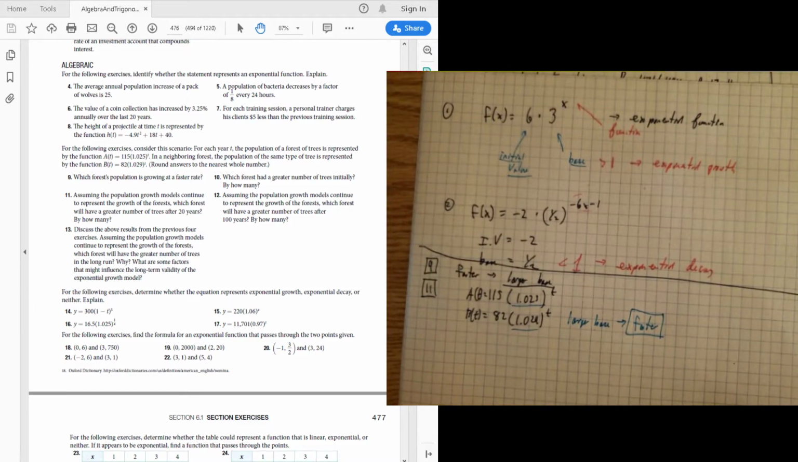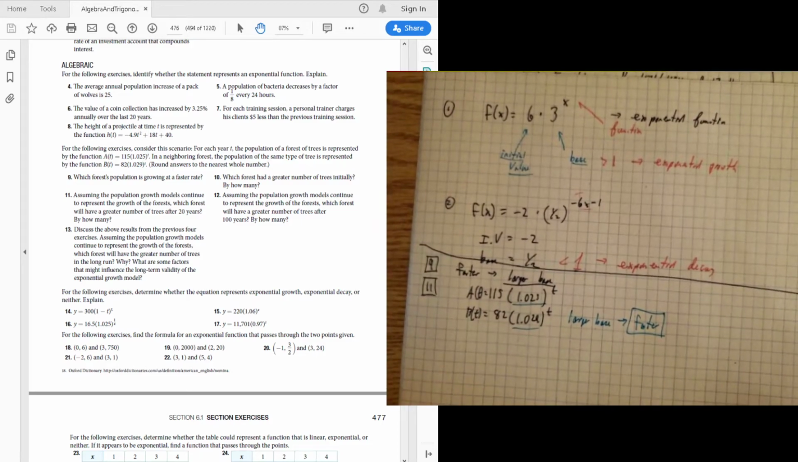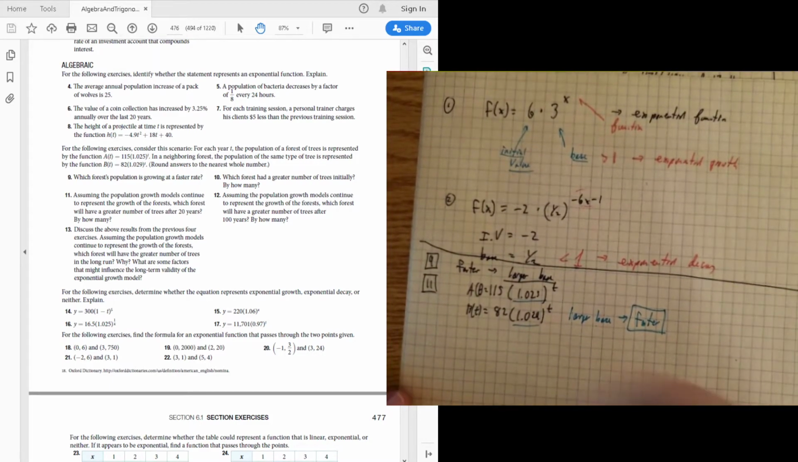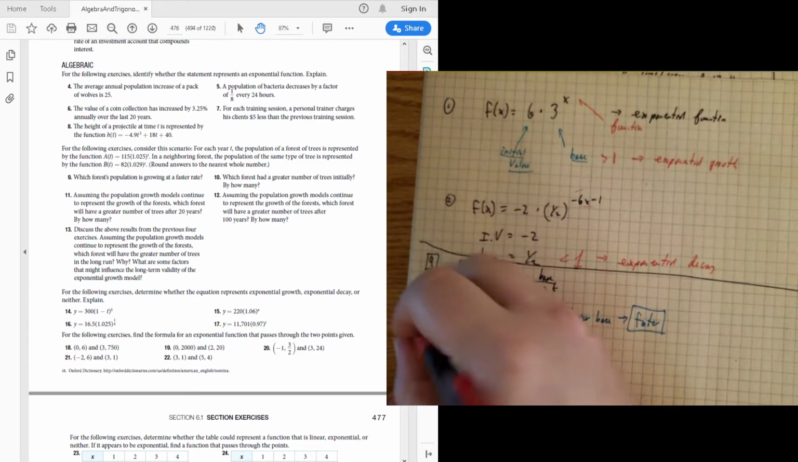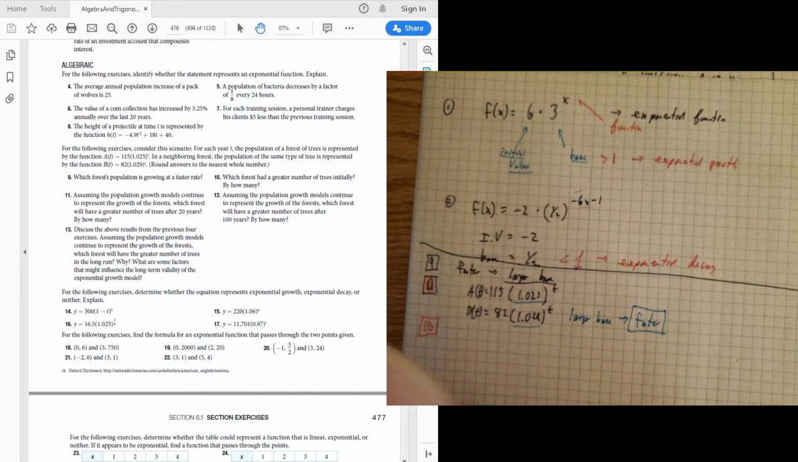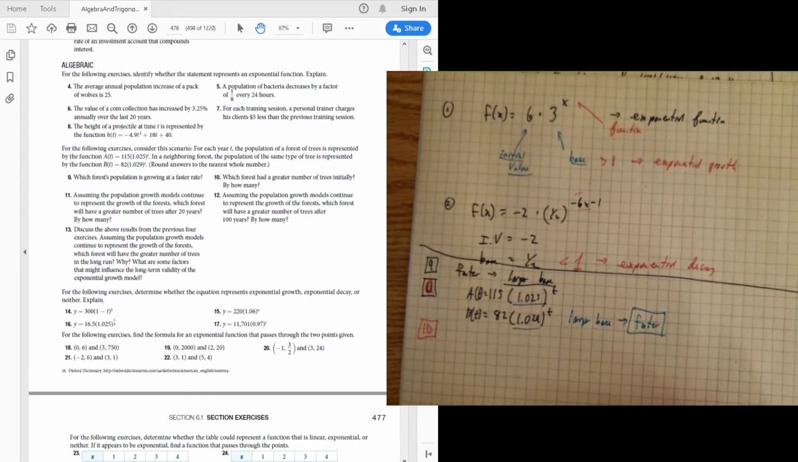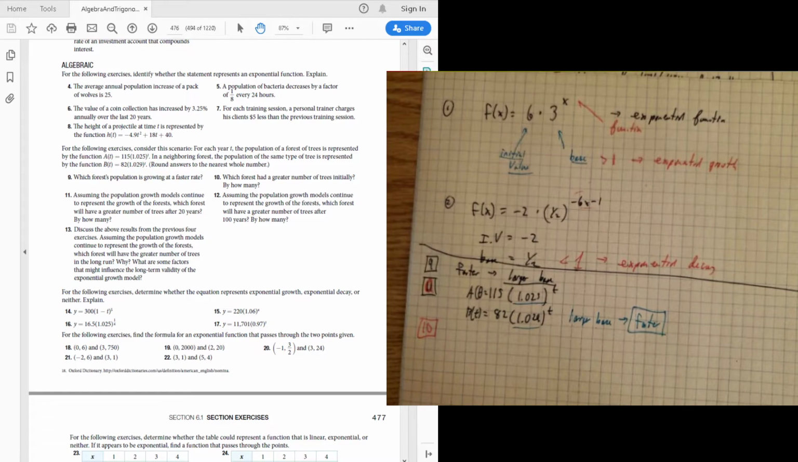Now, number 11 says, what do you think will happen after 20 years? Oh, I guess we could do number 10 as well. Let's look at number 10. Ten asks the question, which forest had a greater number of trees initially? So that's asking about the initial value.